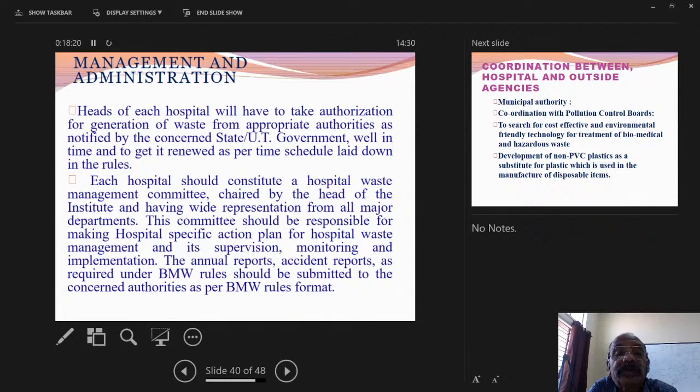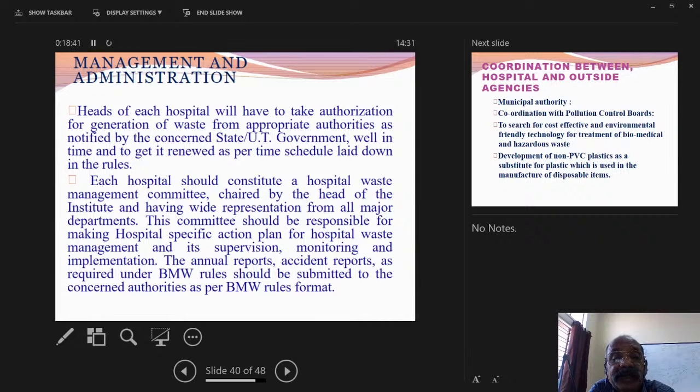Each hospital should constitute a hospital waste management committee chaired by the head of the institute and having wide representation from all major departments. This committee should be responsible for making a hospital specific action plan for hospital waste management and its supervision, monitoring and implementation.